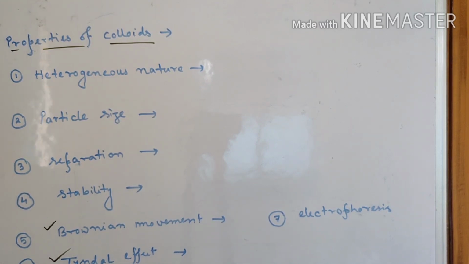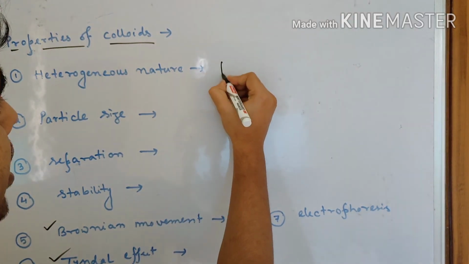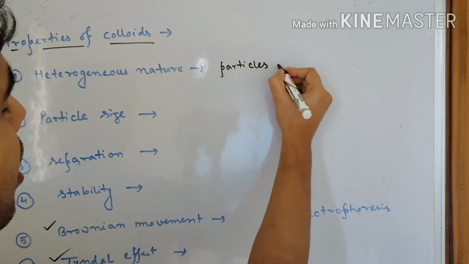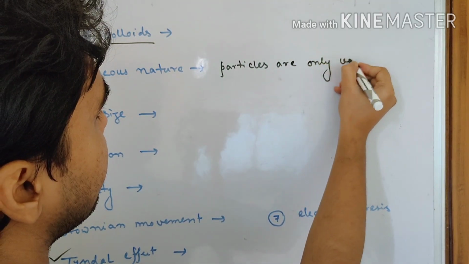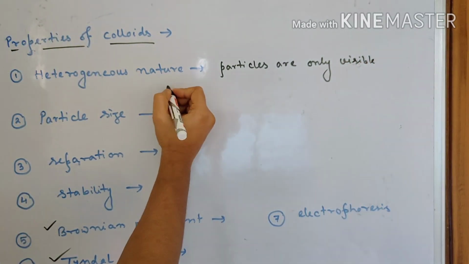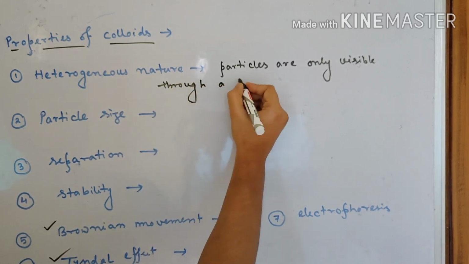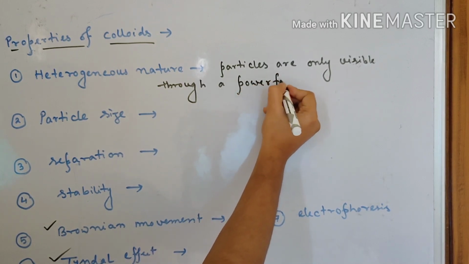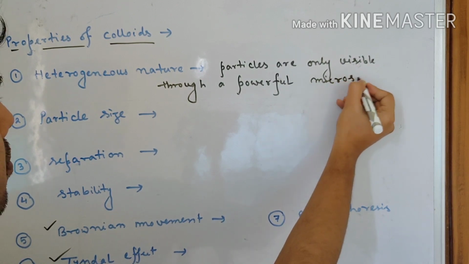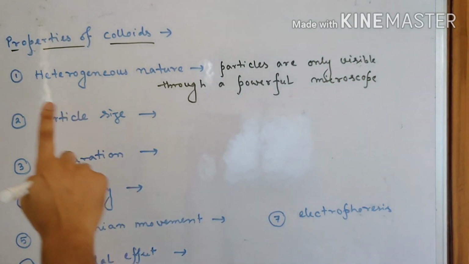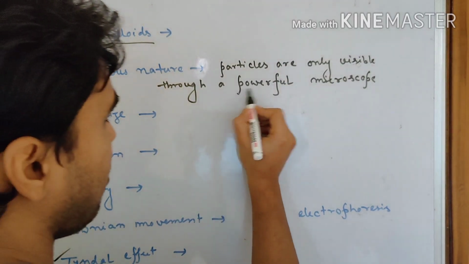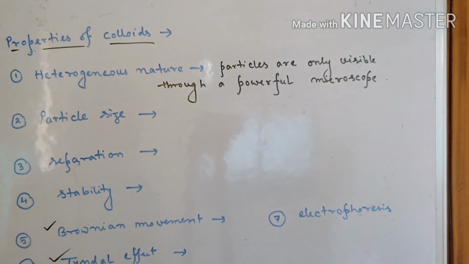Let us talk about the first one, which is the heterogeneous nature. We know that colloidal particles can only be seen through a powerful microscope, so they appear homogeneous. Earlier it was not required. Remember, in case of suspension, this powerful microscope was not required. Through a simple microscope we can see, or with the naked eye also we can see.